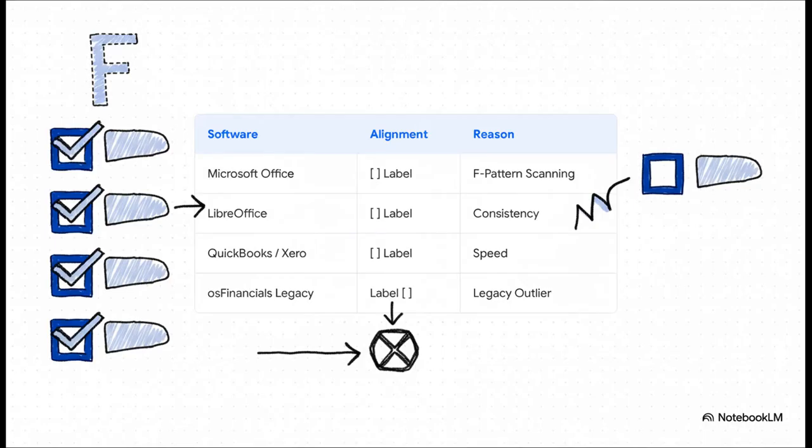And the consistency here is what's really, really revealing. Microsoft, LibreOffice, QuickBooks, they all put the checkbox on the left. And they do it for a reason. It's better for scanning efficiency. It's consistent. That right-aligned box you sometimes see in older software, that is the clear outlier. It just completely goes against the established grain.